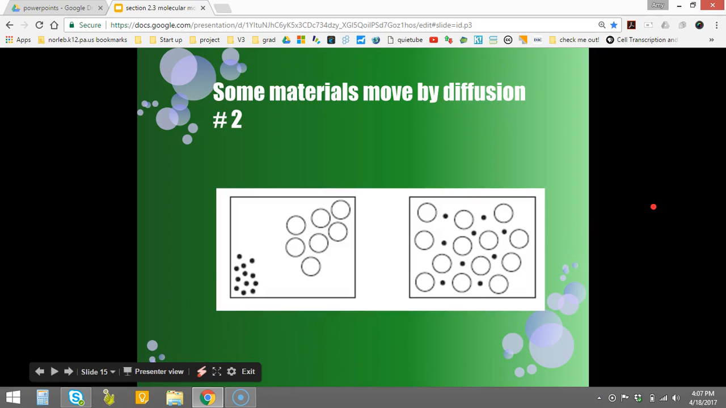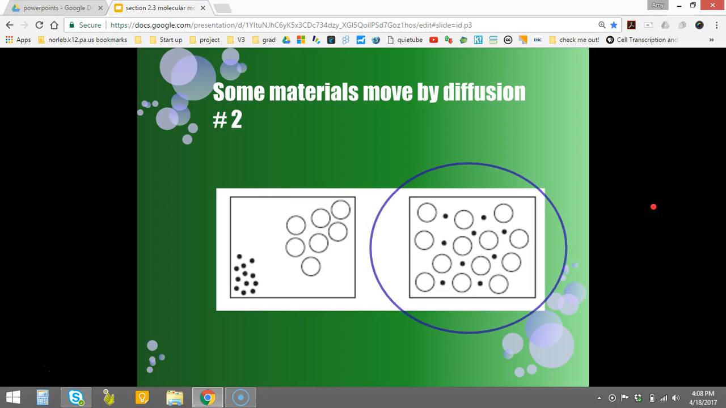Now let's check your answer on number 2. Some materials move by diffusion. The question says, circle the diagram that shows the molecules after diffusion has taken place. The correct box should be this one. So after diffusion has taken place, everything reaches equilibrium. On your study guide, please write the term equilibrium next to this box. That is spelled E-Q-U-I-L-I-B-R-I-U-M, equilibrium.